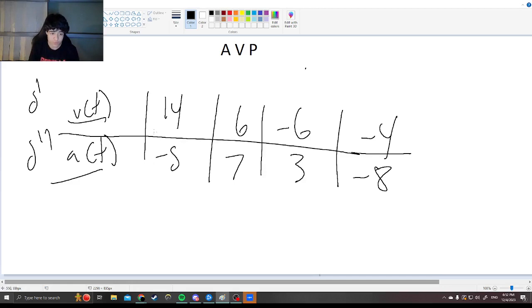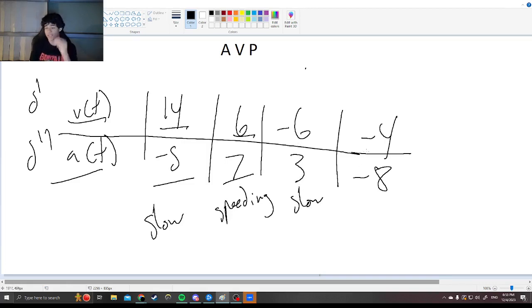So if we look at the first one, we have 14, we have -5. This is negative, this is positive, right? So this is slowing down. Next, we have +6, +7. This means it's speeding up. This is -6 and 3. So this means it's slowing down. And this is -4 and -8. And even though these are both negative, since they're the same, it means it's speeding up.